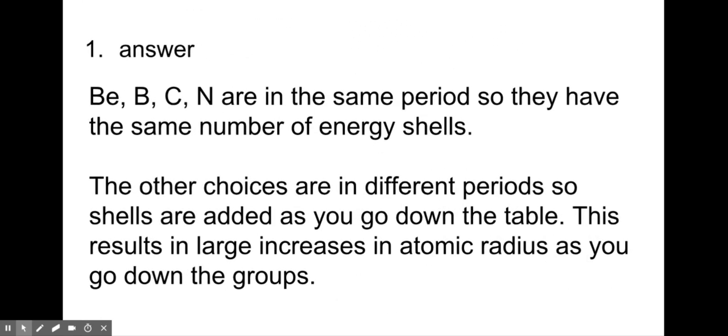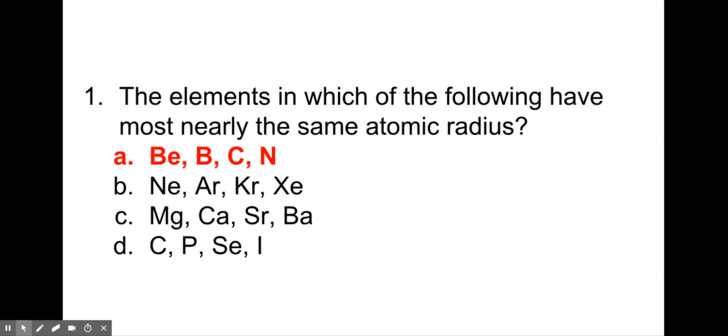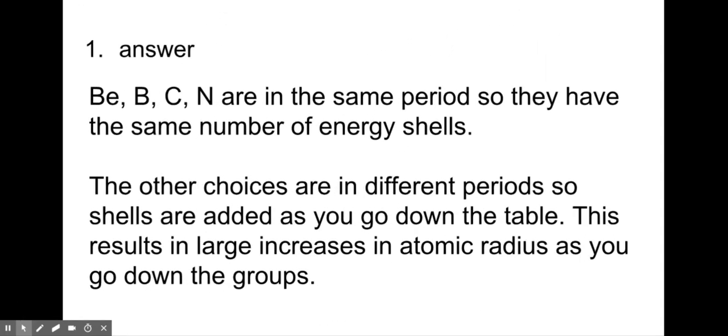And then the second slide will have the answer and a brief summary of why the correct answer is correct and possibly also why the other choices are incorrect. So let's start with question number 1. The elements in which of the following have most nearly the same atomic radius? So clearly A is the correct answer, but why?